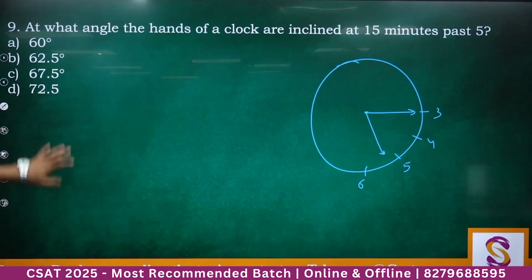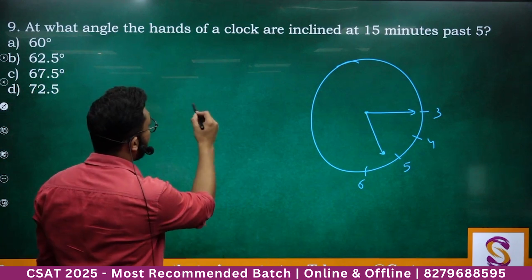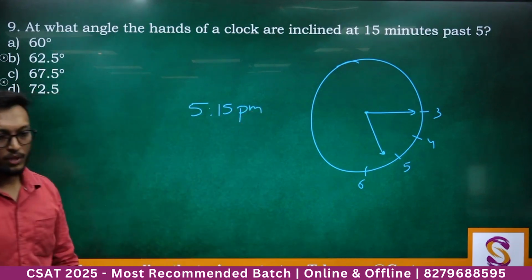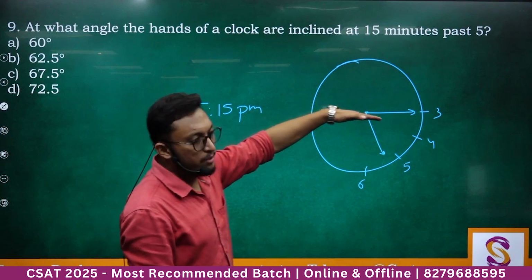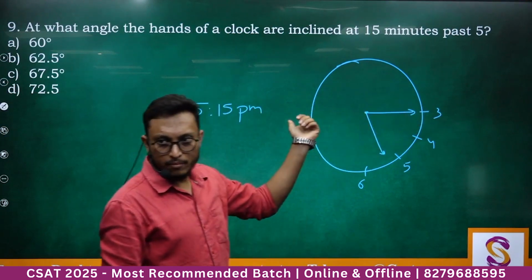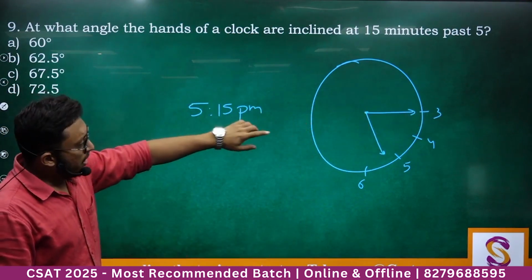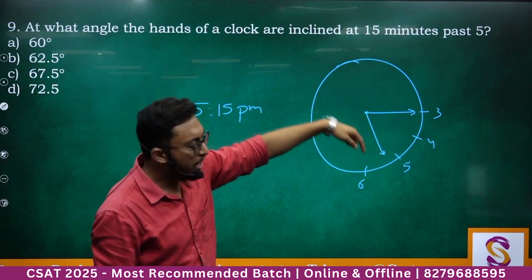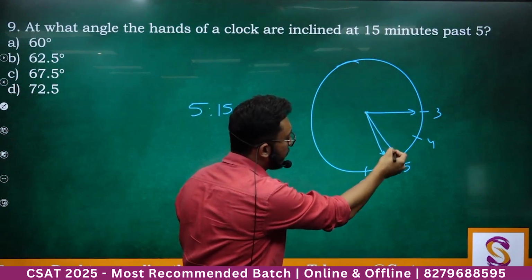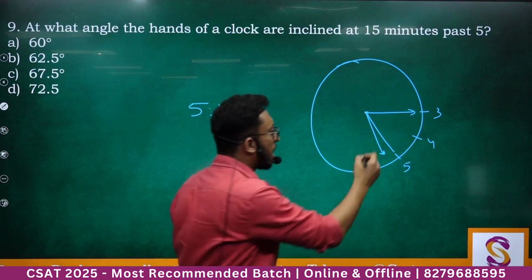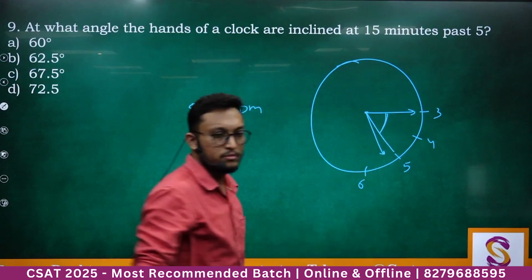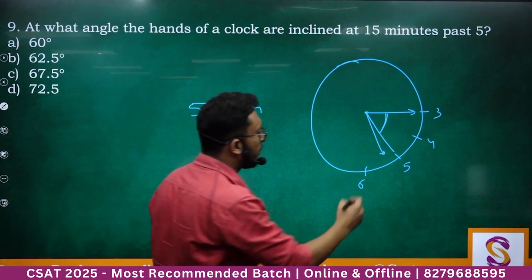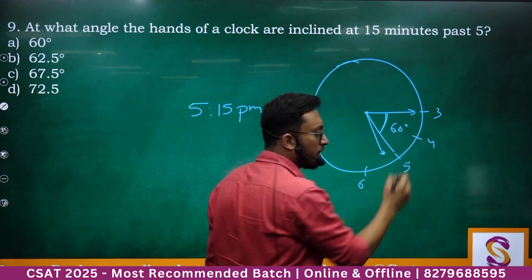So right now the time given is 5:15 p.m. The minute hand will be exactly at 3 at this time. The hour hand will be slightly past 5. Had it been exactly at 5, it would have been like this. So this angle would have been two sectors. Two sectors is 60 degrees. So this angle would have been 60 degrees.